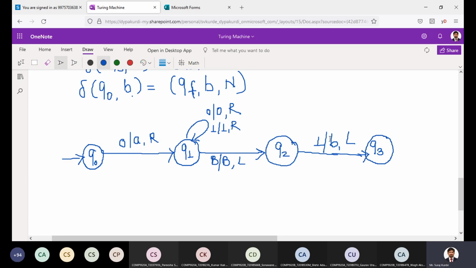Now while moving to the left, what is it going to read? 0, 0, 0, 0, 1, 1, 1, 1, and this is blank. Initially it will read 0, replace with A, go to the right. So here it is A. While moving to the right, it reads 0 and 1, keeps them as it is until it reads B. It reads B. Keep B as it is, go to the left. Here replace 1 with B, this transition Q2 to Q3, and move to the left.